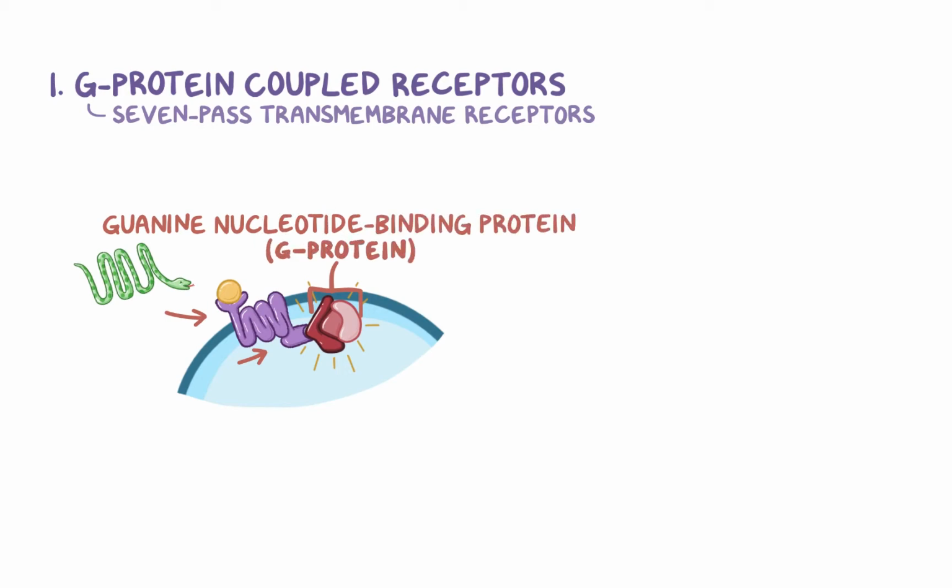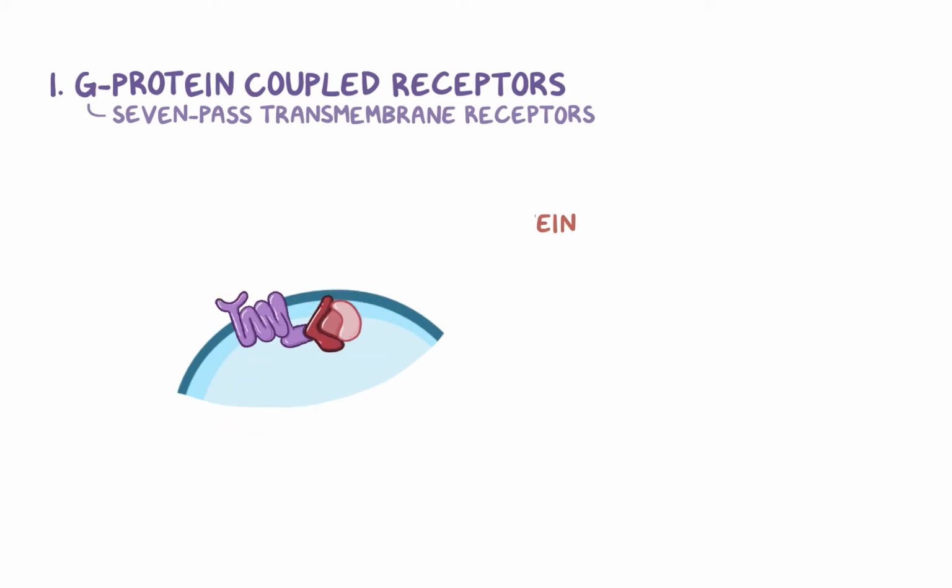G proteins are made up of 3 subunits called alpha, beta, and gamma, sort of like a flower with 3 petals. The alpha and the gamma subunits are anchored to the cell membrane and keep the G protein right next to the receptor. G proteins bind to guanosine diphosphate, or GDP, when they're inactive. When the alpha subunit is bound to GDP, the 3 subunits stay together so the flower is closed.